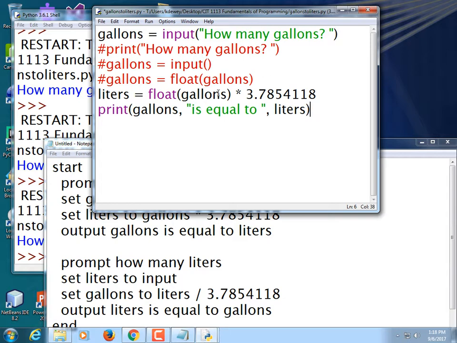Why don't I have quotes around gallons? Anybody? Because you want the number. Right, I want the number. I want the variable gallons. I don't want the word gallons. I did the same thing with liters. I want to put out the number gallons is equal to then the number liters. Still got one issue with that statement. Let's see if y'all can find it.